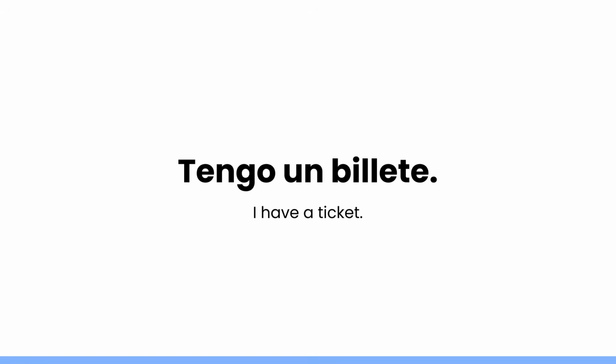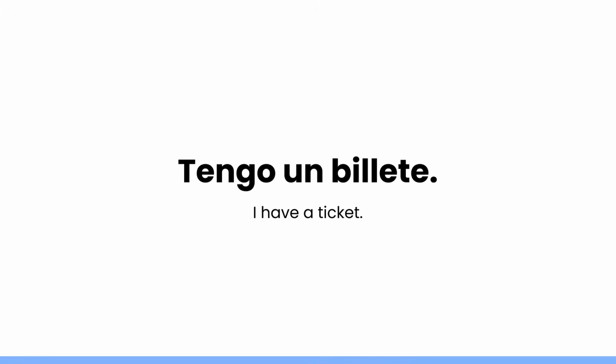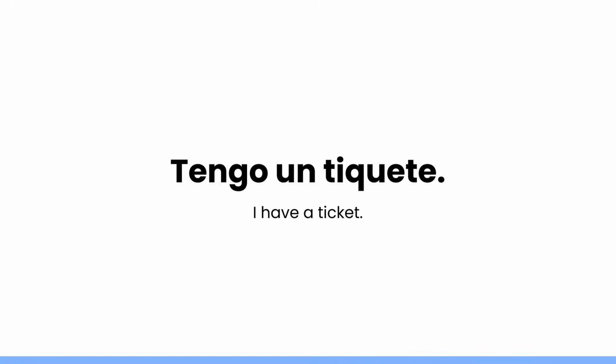Now, if you want to say I have a ticket, then you can use the verb tener to do so. So you can say tengo, which is a conjugation of the verb tener. So I have, yo tengo un billete. Tengo un billete. Or tengo un boleto, or tengo un tiquete.